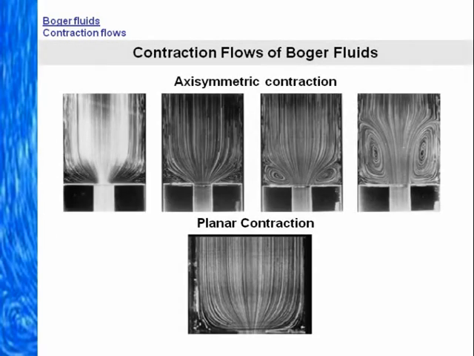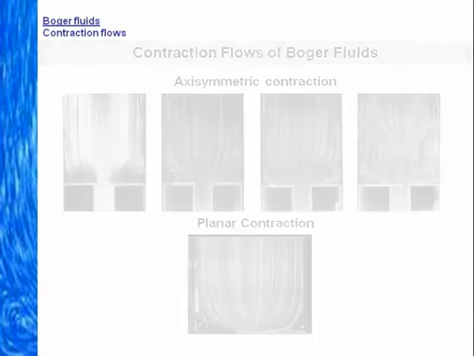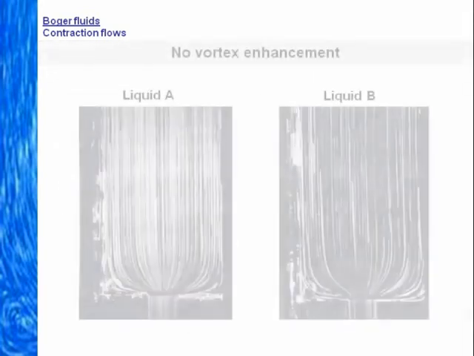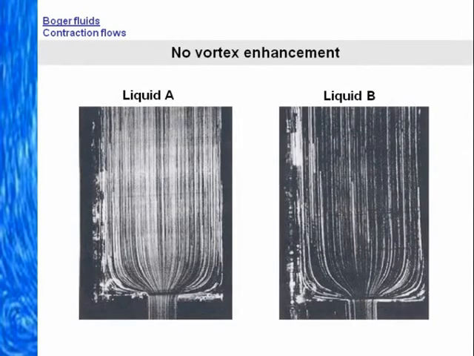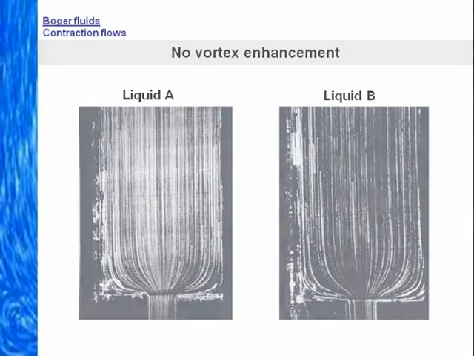Over the years, it has become evident that the flow of Boger fluids in planar contractions is qualitatively different from that in the axisymmetric case. Here, vortex enhancement is conspicuous by its absence, as the representative pictures demonstrate.